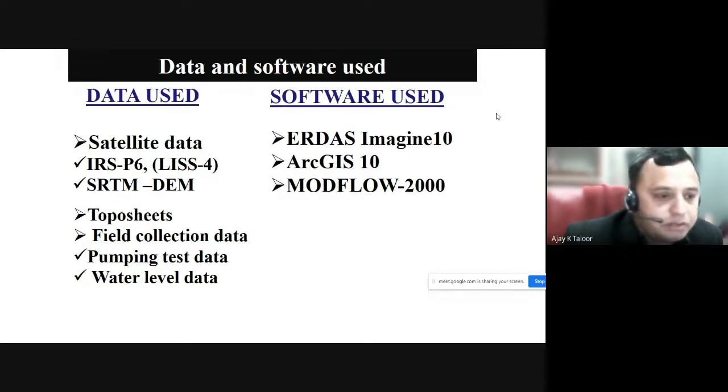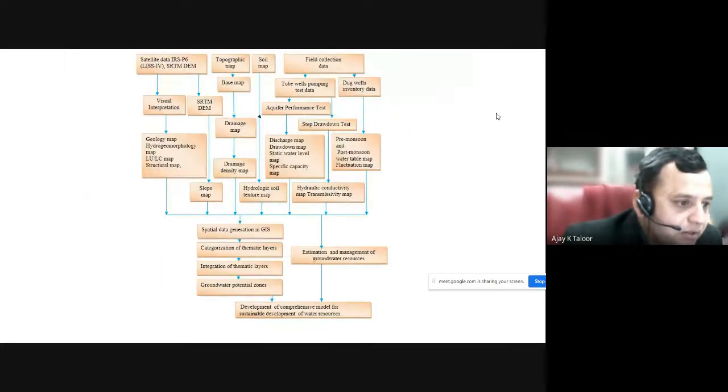So in this particular study, what have we used? We have used the satellite data, which is known as RS P6 in this case. Then some software: ERDAS Imagine, which is the image processing software, and ArcGIS, which is GIS-based analysis software. Then we have made some groundwater flow modeling studies and various kinds. Okay, this is basically the methodology we have used in this area.